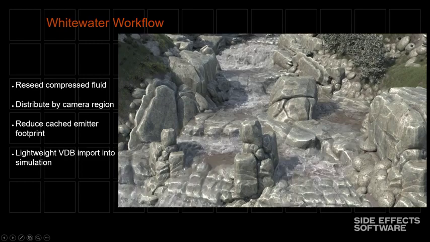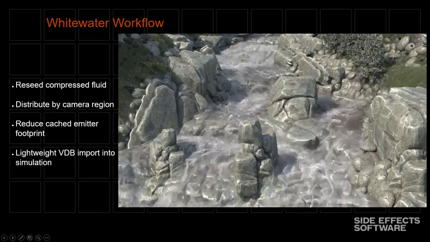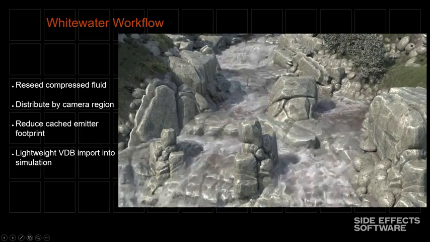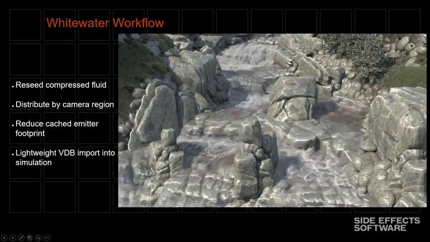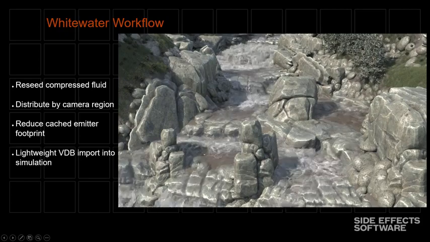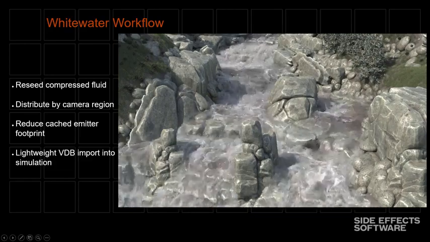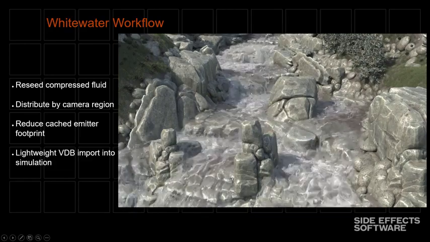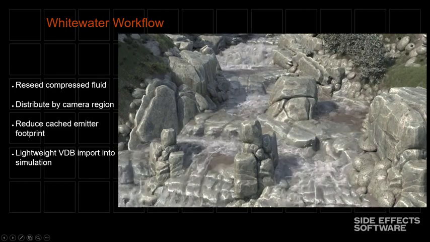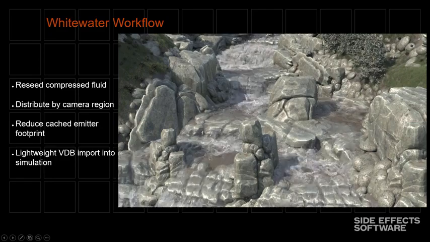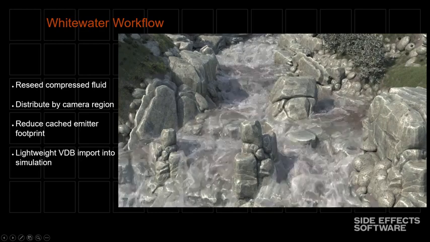Some tools we've added for distributing a simulation by camera region. So this simulation, I'll show a visualization of this later, but we're actually distributing this across 4 different machines. The whitewater simulation, as well as the flip simulation, but the whitewater simulation is distributed working backwards away from the camera. So there's actually 4 different slices being simulated on 4 different machines. We've got some ways to reduce the amount of disk space you have to use for caching your whitewater emitters. And we've also reduced the amount of memory that's being used as you import the simulation fields into the whitewater for things like advection and surface depth testing.